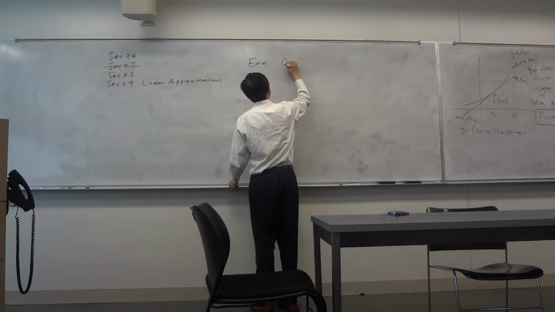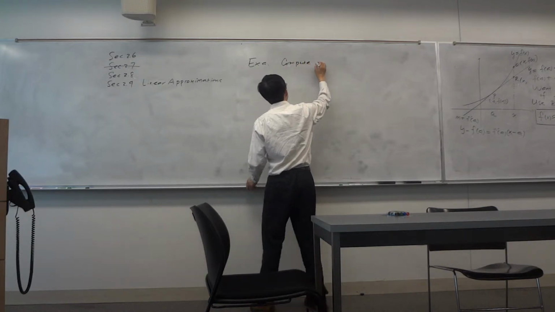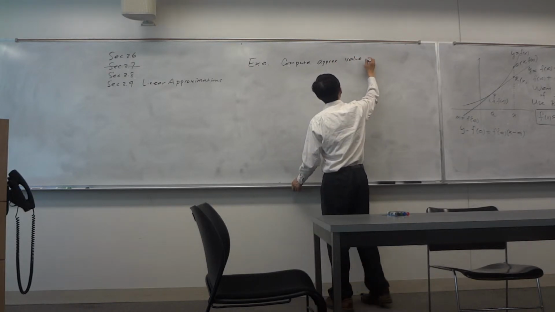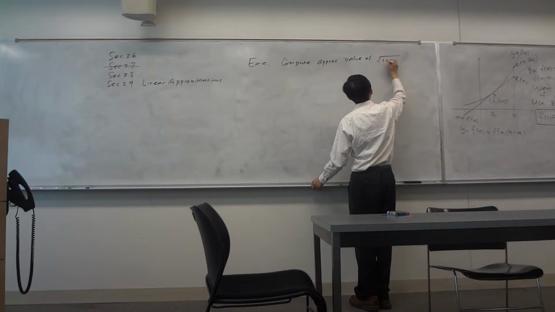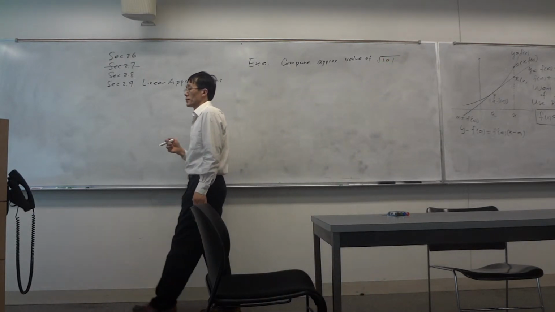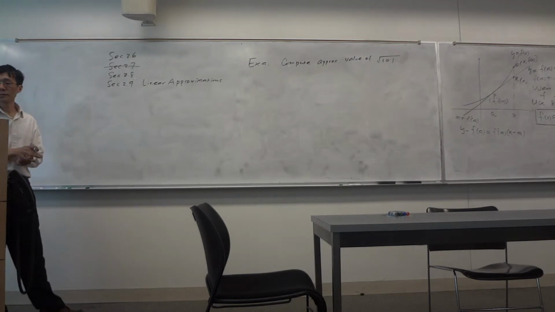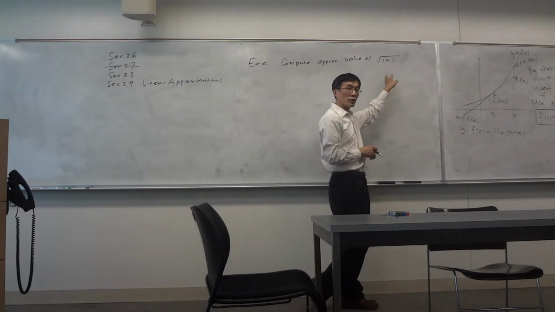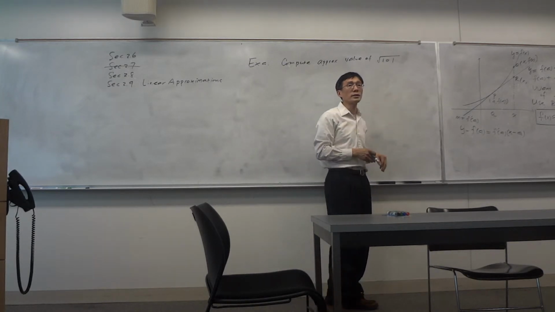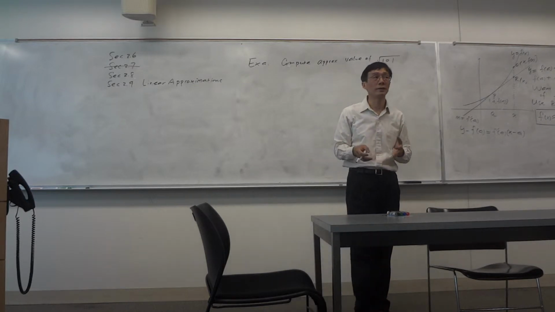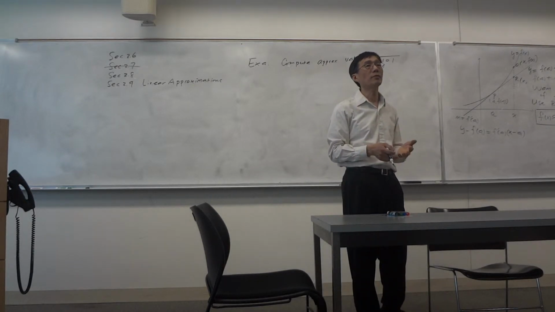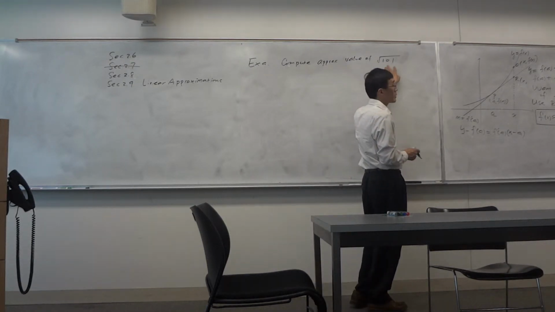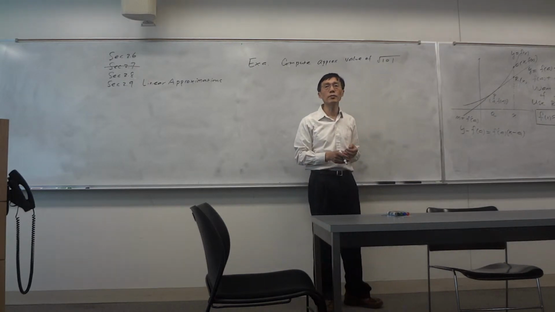Let's suppose we want to compute the approximate value of the square root of 101. Well, it's not obvious what this number should be equal to, right? But if you look at this number, you would say, well, this is almost the same as the square root of 100. The square root of 100 is an easy number, that is equal to 10. So you may want to say, this is almost the same as 10. That is some kind of approximation.